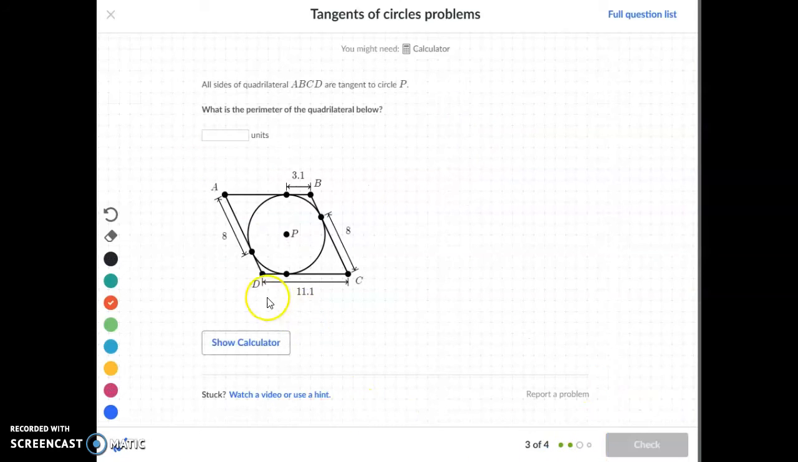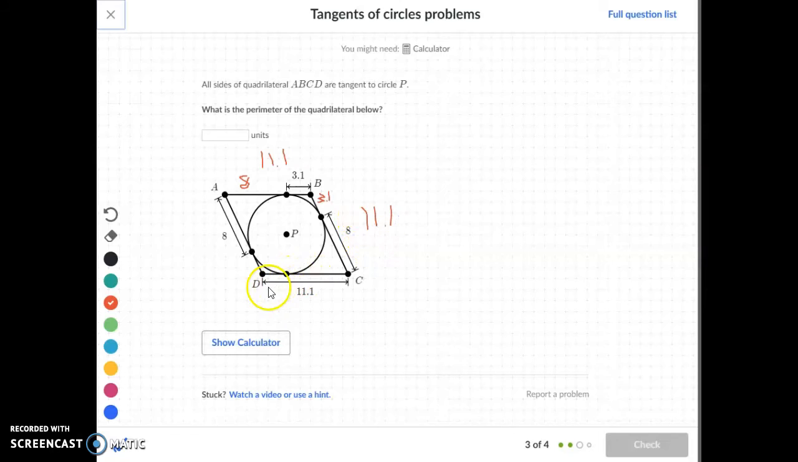In this problem, we have a bunch of tangent lines. So all these lines outside of this quadrilateral and outside of this circle are tangent lines. One of the properties that we talked about is if you have 2 tangent lines, they are equidistant to the point of tangency. So from A to this point here is 8, so A to this point here is 8. So now that we have this whole length, 8 plus 3.1 would be 11.1. Since this is 3.1, this is 3.1. And again, this whole length is 11.1.